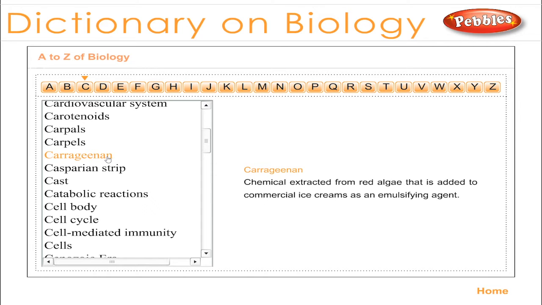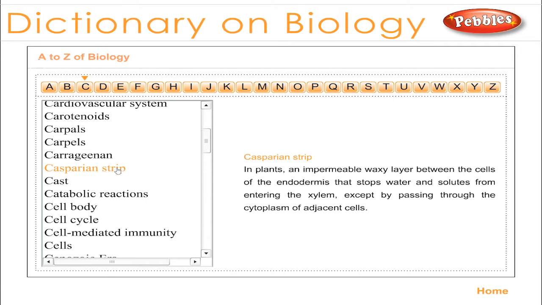Carrageenan, chemical extracted from red algae that is added to commercial ice creams as an emulsifying agent. Casparian strip, in plants, an impermeable waxy layer between the cells of the endodermis that stops water and solutes from entering the xylem except by passing through the cytoplasm of adjacent cells.